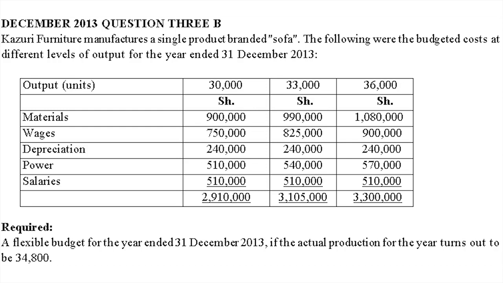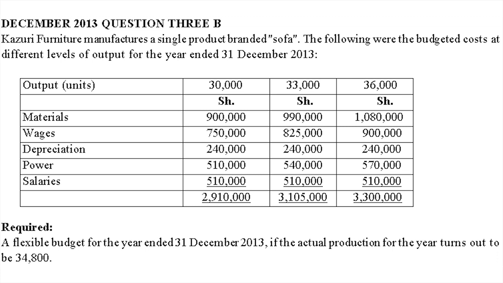This is December 2013, question 3 part B. The question reads that Kazuri Furniture manufactures a single product branded sofa. The following were the budgeted cost at different levels of output for the year ended 31st of December 2013. You are given output in units. We have units of 30,000, 33,000, and even 36,000. The amount, materials, 900,000, 990,000, and 1,080,000. Wages, 750,000, 825,000, and 900,000.